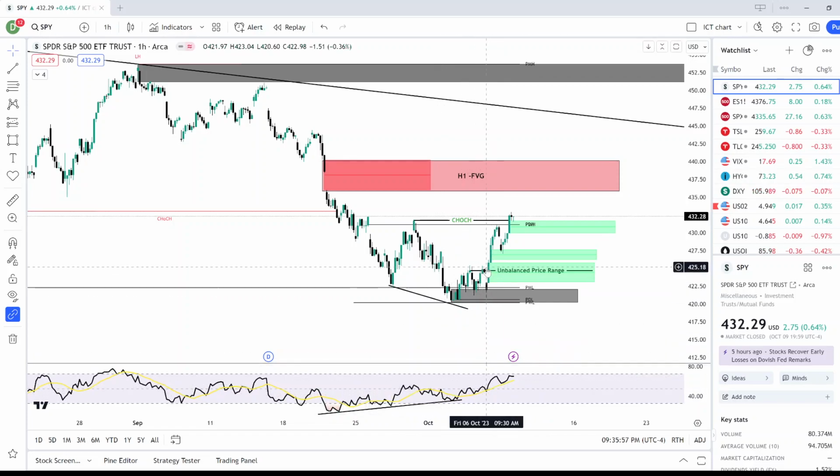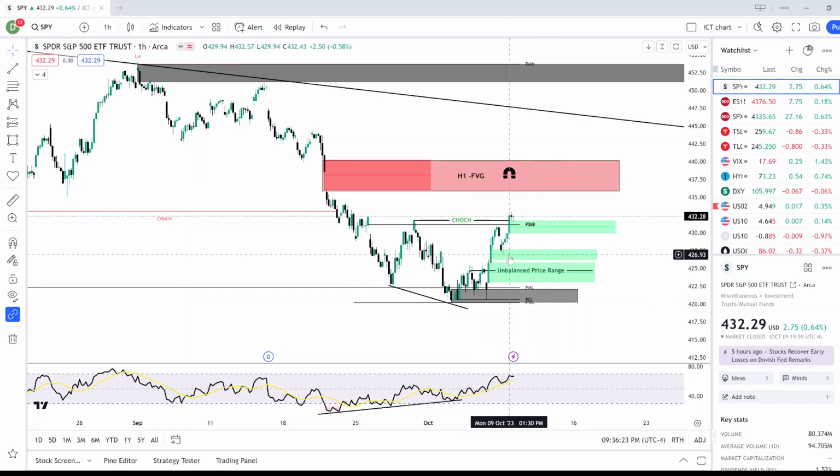So what are we looking for price to potentially do? Well, we have this 1 hour fair value gap that's above, and we know that fair value gaps are magnetic, so we are likely looking for price to run up there, but that doesn't mean we're going to do a straight shot right into the fair value gap. We might see some selling and then some continued upside.